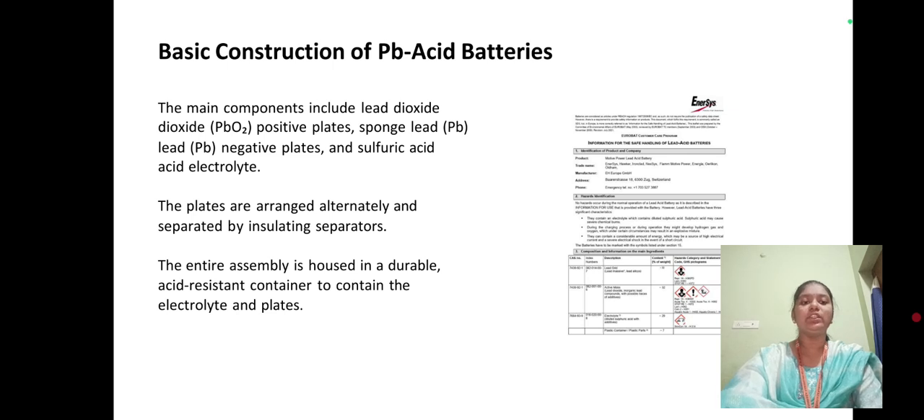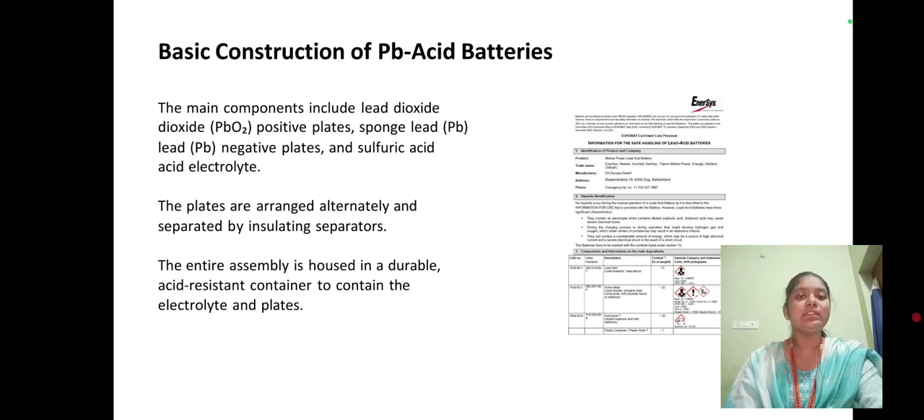First, the positive plate, made up of lead dioxide, typically a dark brown brittle substance, and the negative plate, made up of sponge lead, porous lead. The electrolyte is dilute sulfuric acid, usually 38% acid and 62% water. Separators are insulating materials, wood, PVC, rubber, placed between the plates to prevent short circuits while allowing ion flow. The container is made up of plastic, glass, or hard rubber to hold the plates and electrolyte.